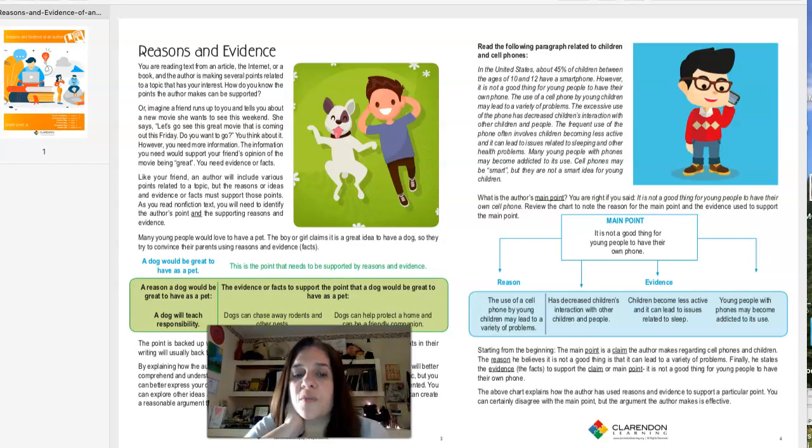I wonder what this author wants us to believe. In the United States, about 45% of children between the ages of 10 and 12 have a smartphone. However, it is not a good thing for young people to have their own phone. The use of a cell phone by young children may lead to a variety of problems. The excessive use of the phone has decreased children's interaction with other children and people. The frequent use of the phone often involves children becoming less active, and it can lead to issues related to sleeping and other health problems. Many young people with phones may become addicted to its use.